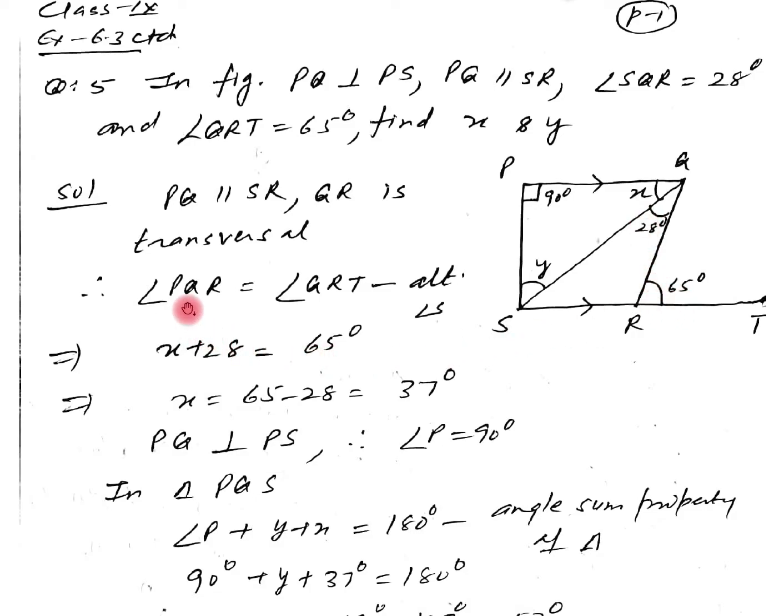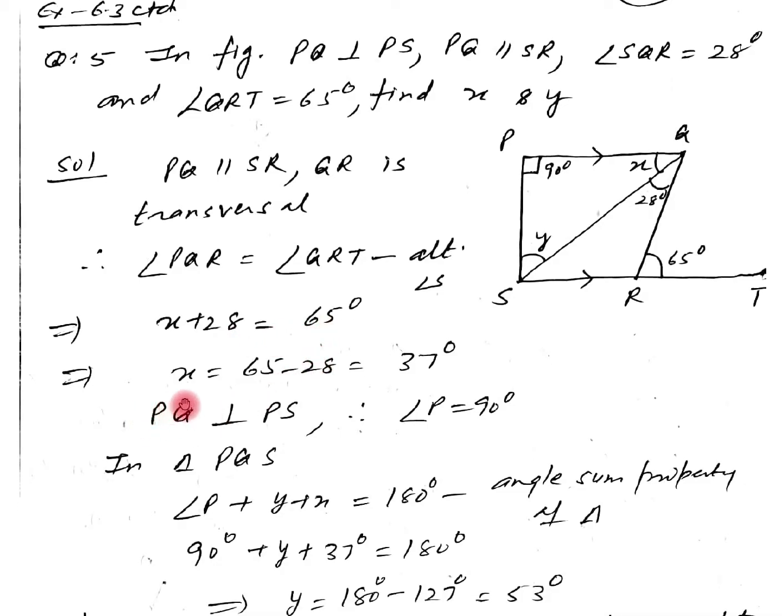Putting the value, instead of angle PQR I am writing x plus 28 equal to angle QRT, which is 65 degrees. This implies x plus 28 equals 65. This implies x equals 65 minus 28, equals 37 degrees. Now the second thing, we have to find out the value of y.